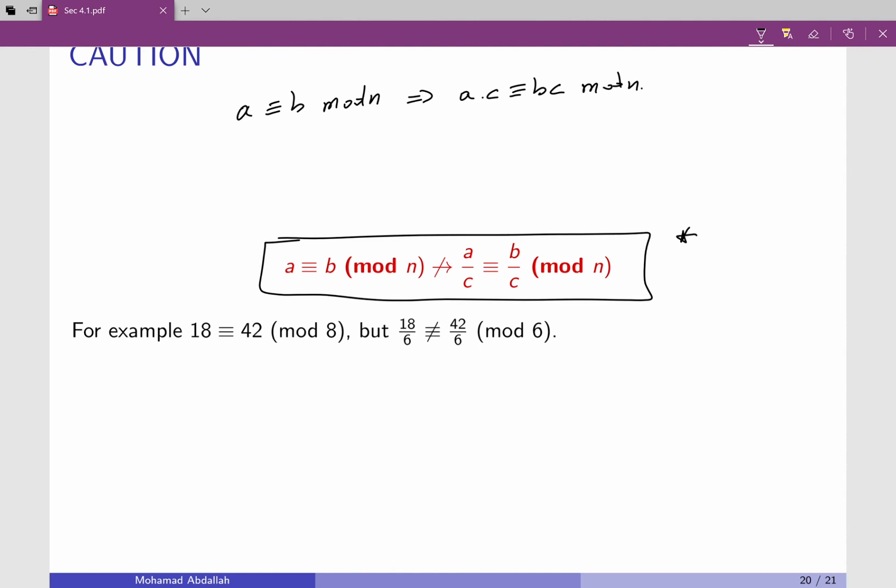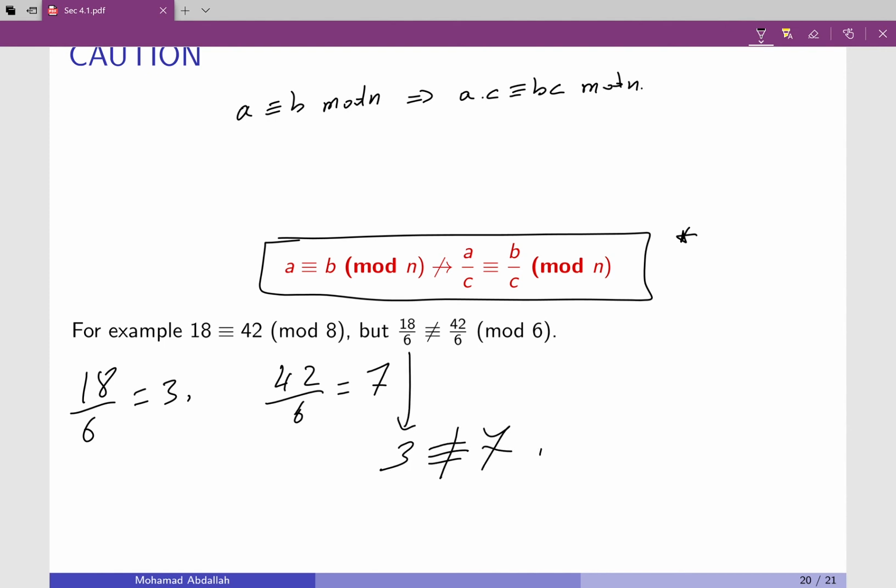If A is congruent to B mod n, you cannot divide. Not only because when you do A over C, you may get fractions. No, you may have some numbers so that you can divide and you don't get fractions. Look at the example I have here. 18 is congruent to 42 mod 8. You can verify this. But if you divide by 6, well, 18 divided by 6 is 3, and 42 divided by 6 is 7. Notice that 3 is not congruent to 7 mod 6.